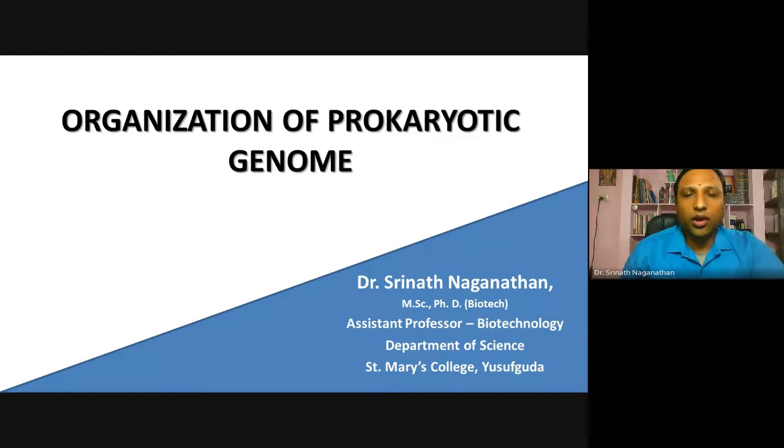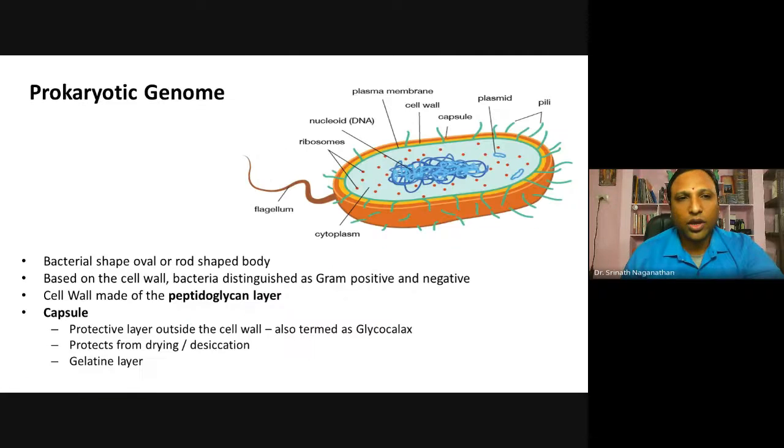So, in the organization of prokaryotic genome, we have to understand the structure of prokaryotes as well as how the genomic arrangement has been made in prokaryotes. If you see the prokaryotic genome and the structure of the prokaryotes, they are unicellular, and the bacteria are oval or rod shaped in most of the cases.